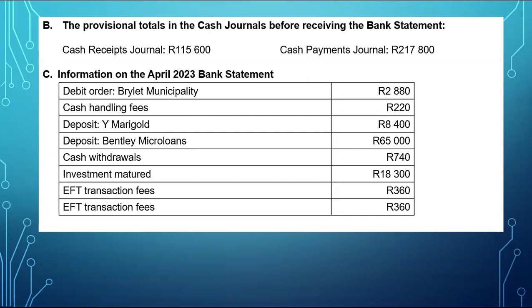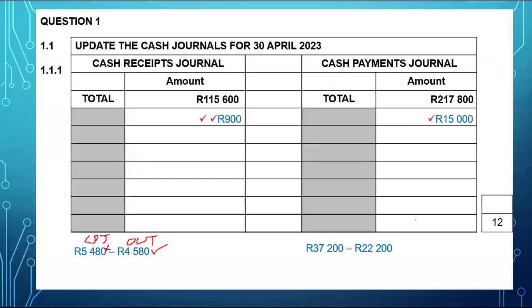So now that 2,880 is what we have paid. Debit orders is what is the payment. We paid Brilet Municipality. So the bank is correct in this case. We are the ones that have not recorded this. And to record it, we are going to record it in the cash payments journal as 2,880.